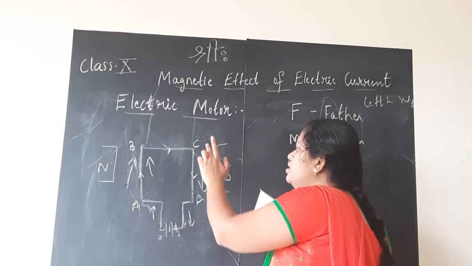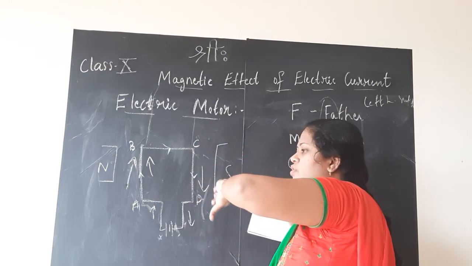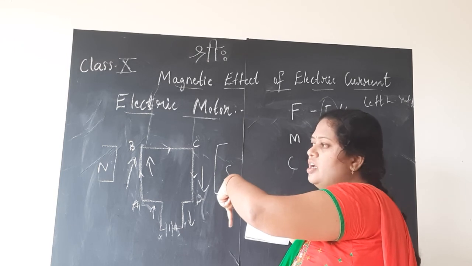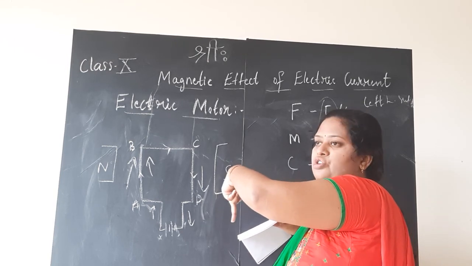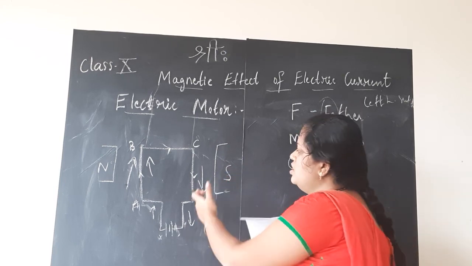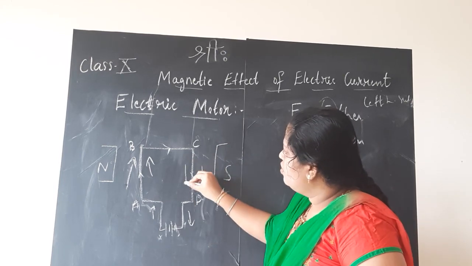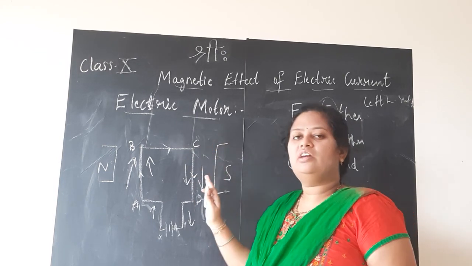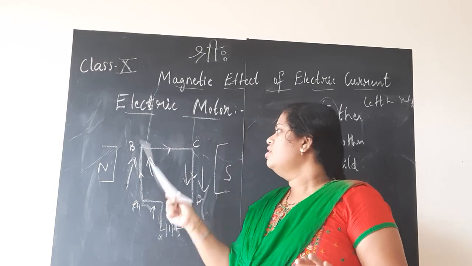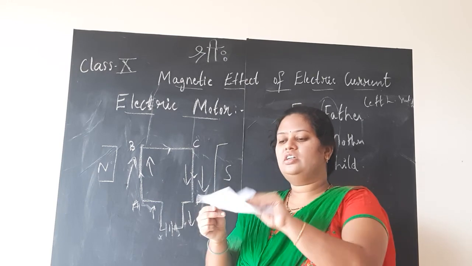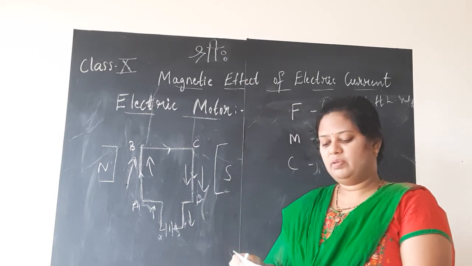Similarly, if you imagine the current flowing in the downward direction in the arm CD, then perpendicular to that should be the magnetic field, and the force will push the side CD in the downward direction. So just understand this concept. That is the reason I am holding the sheet right from the beginning.